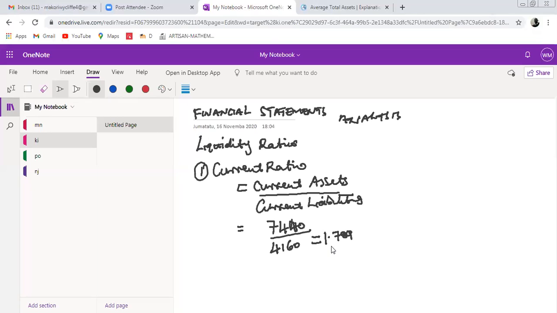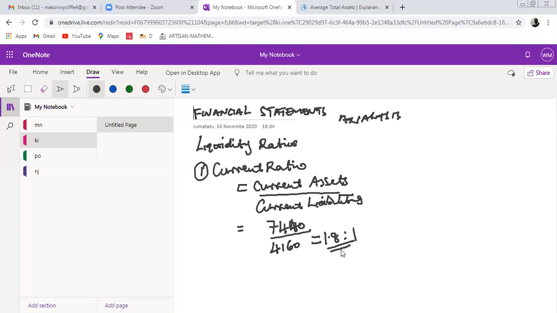Let me take just one decimal place, I can call it 1.8. 1.8 is to 1. We normally put it in ratio form. Once you calculate it, it's actually a ratio. The answer you get, you put it is to 1. This is now the current ratio. That is the current ratio.